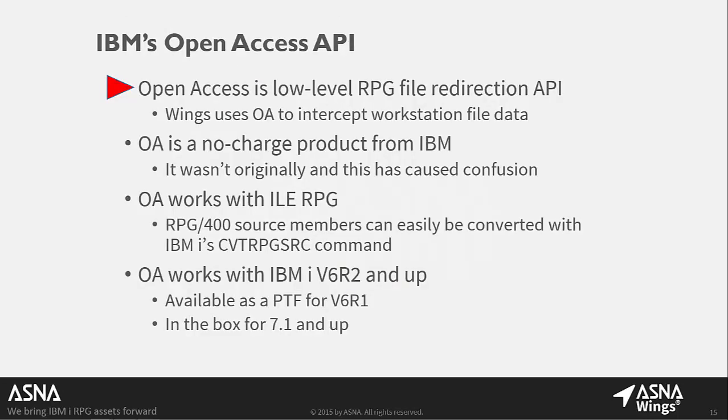The Open Access API is a low-level RPG file redirection API. It's just an enabler. You won't write any code that works directly against the API, so don't let the term API be off-putting. Generally, Open Access can be used to intercept any RPG file data, but in Wings' case, it uses Open Access to intercept workstation file data.